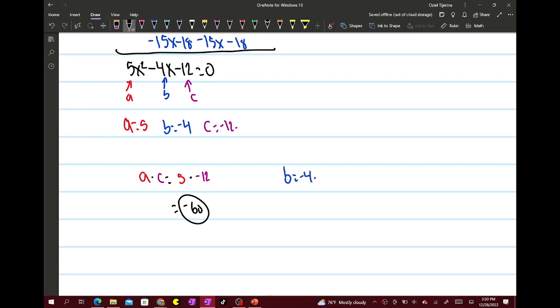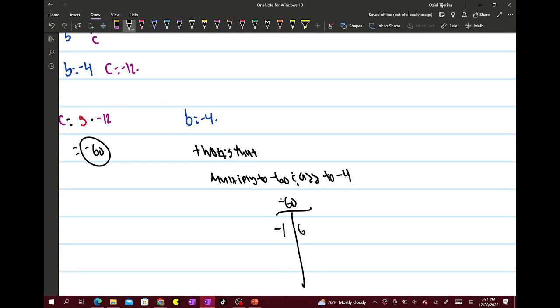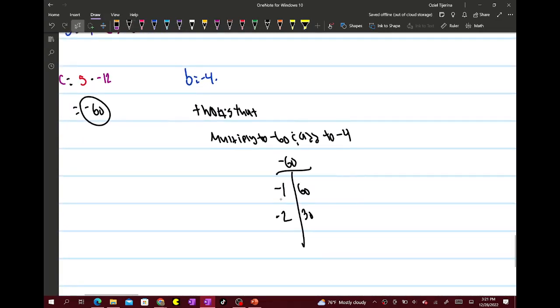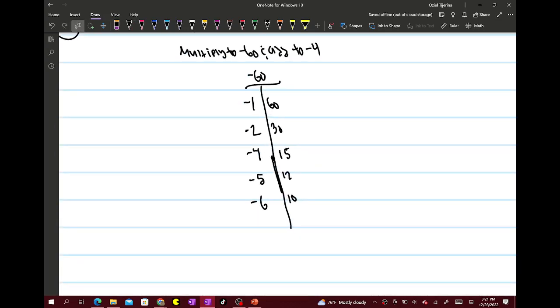So we want two numbers that multiply to -60 and add to -4. If we do our little t-chart for -60, we have -1 and 60, -2 and 30, -4 and 15, -5 and 12, and -6 and 10. We also have the negative parts, so we can also say -10 and 6.